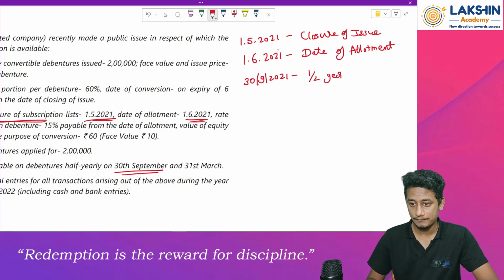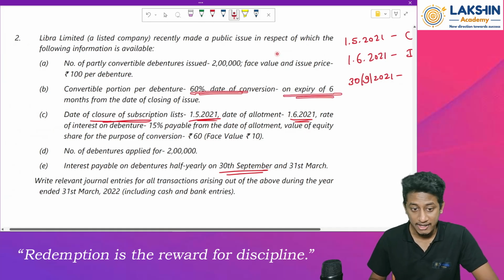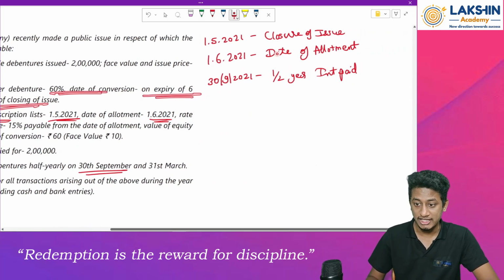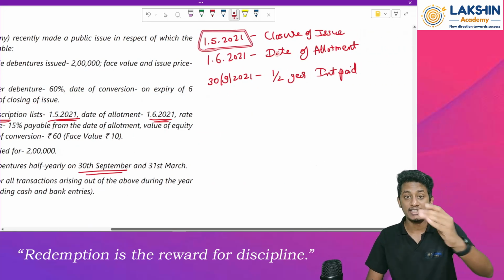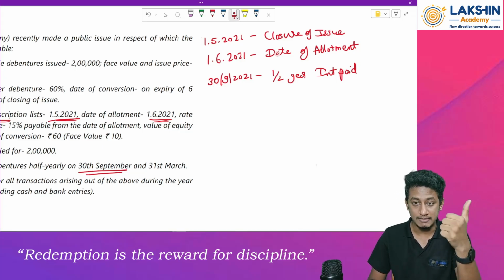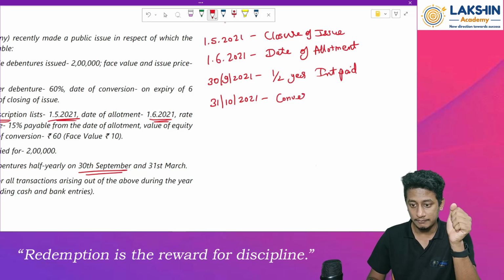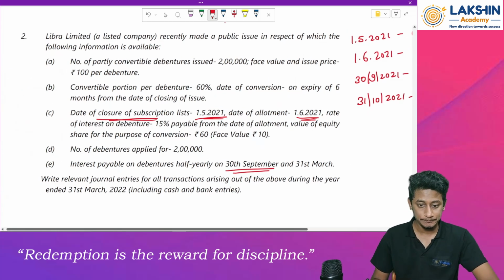Half year interest paid. Now before that, see over here 60% is converted on what date? On expiry of 6 months from the date of closing issue. So when is the issue closed? On 1/5/2021. So when is the 6th month? So 5, 6, 7, 8, 9, 10. That means on 31st October 2021, converted 60% into what? Into equity. Okay. Next, after this, what has happened?